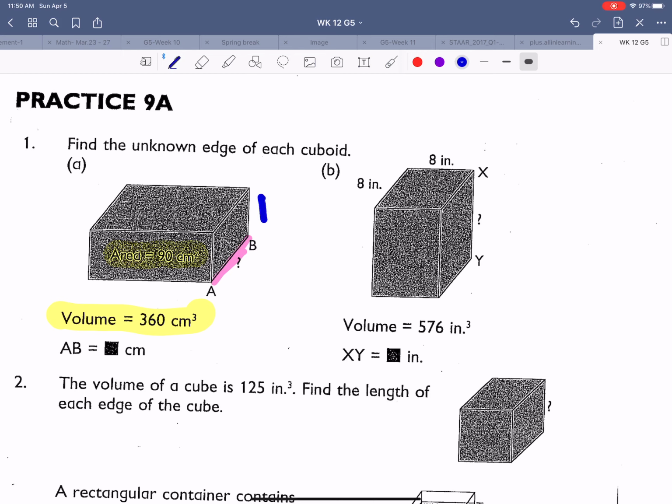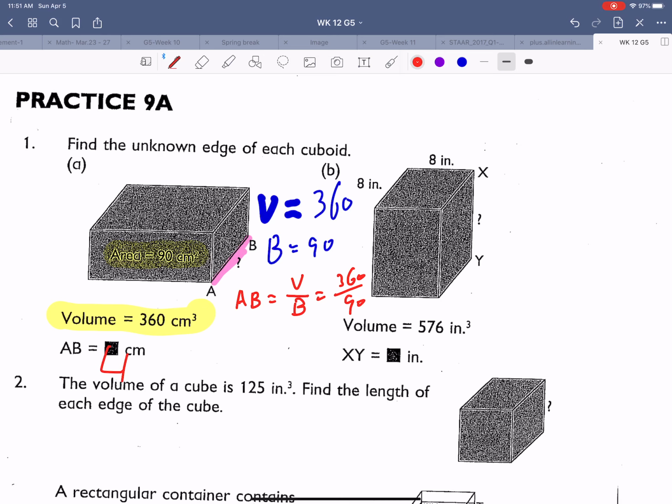So what I want to see on your paper is volume 360. This is the information we have. Capital B, which is base area, is 90. So we try to find the height, H. So H equals capital V, which is volume, divided by B, which is base area. So you are doing 360 divided by 90. After you calculate, your answer can be 4 centimeters for the first one.